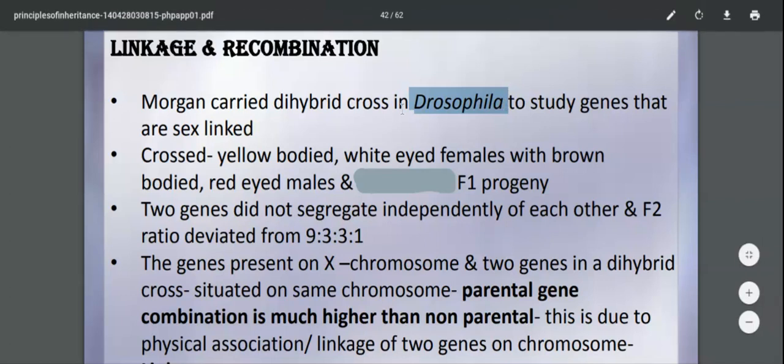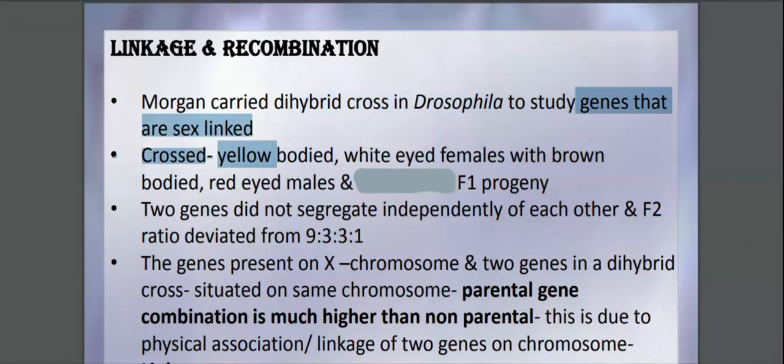So what did he do? He carried out dihybrid crosses using this organism. He carried out several dihybrid crosses using these organisms, and mostly he wanted to study genes that are sex linked. Sex linked genes means the genes that are carried on the sex chromosomes, like the X chromosome.